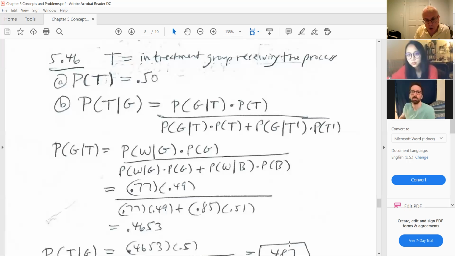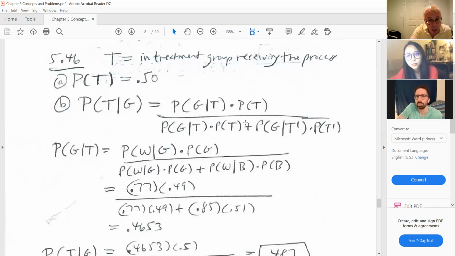Okay. Now, this problem is actually asking you to recalculate the probability of being in the treatment group given that the process works. Which means the probability of T, which is being in the treatment group, given that the child is a girl. Okay. So I'm going to use Bayes' theorem, because the probability of G given being in the treatment group, we're going to calculate that separately. Because this is what you need to calculate. The probability of T we're given, 0.5.